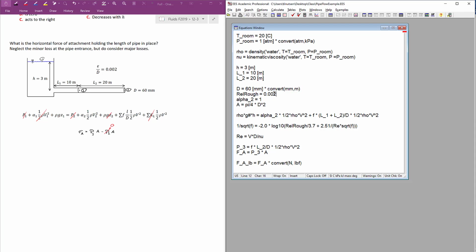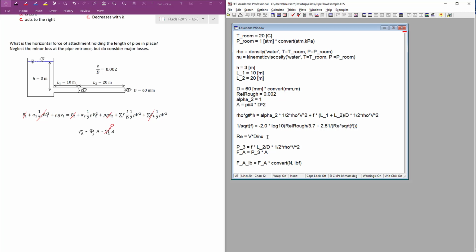We're given a relative roughness. In this problem, epsilon over D is 0.002. Set alpha to 1. Here's my area. And then here's the simplified energy equation. What's convenient about EES is that it will solve for the friction factor as a function of the Reynolds number and the relative roughness. And it does it iteratively.